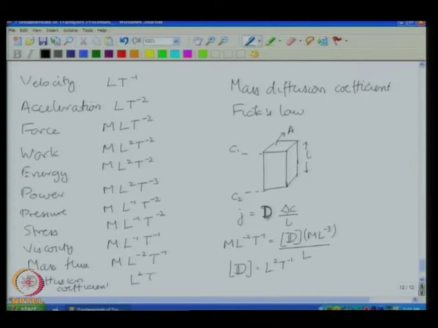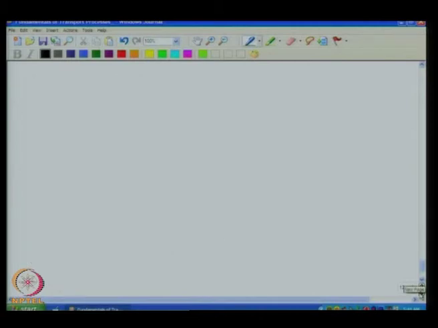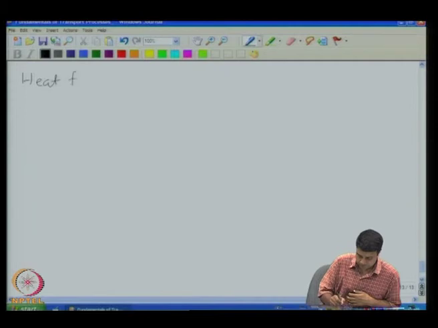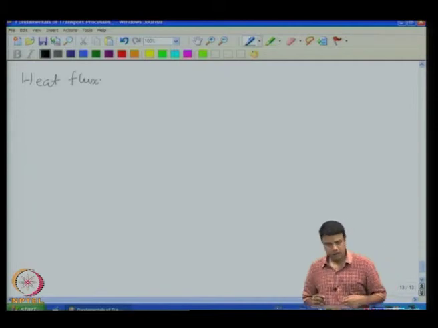L square T inverse. So these are quantities that are related to transport of mass. How about transport of heat? The fundamental quantity here is the heat flux. Heat flux is the heat energy that is transported.